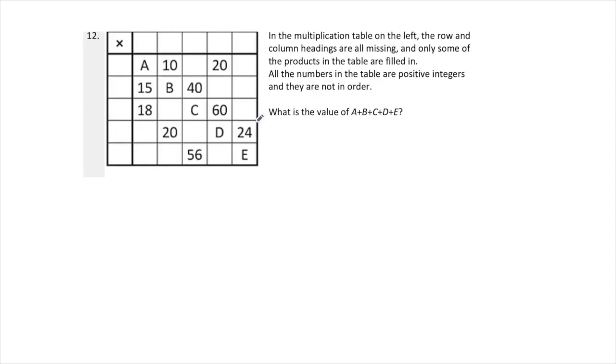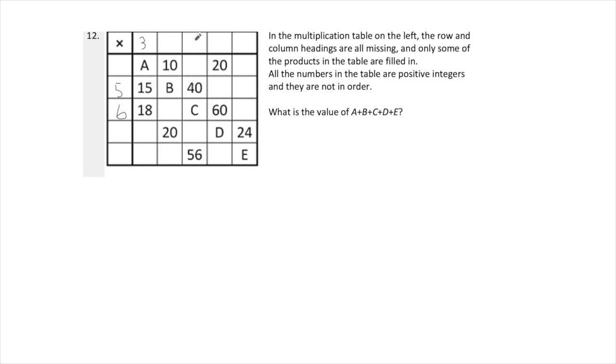For this problem, we have to find the value of A plus B plus C plus D plus E. To do this, we must find the numbers that go in this row and this column. To find these numbers, we can first find a common factor of 15 and 18. In this case, the only common factor between 15 and 18 is 3, so 3 would go here. 15 divided by 3 is 5, so 5 goes here. 18 divided by 3 is 6.